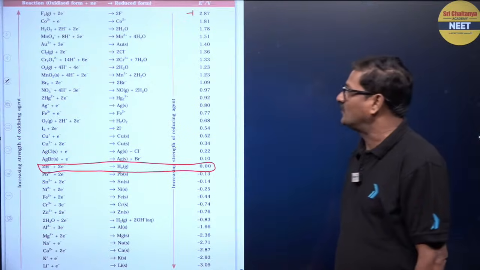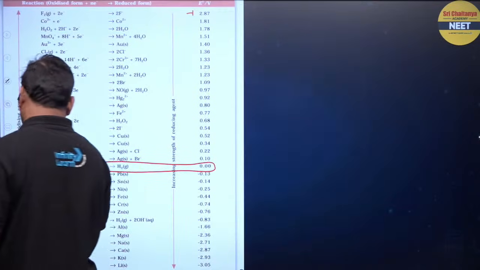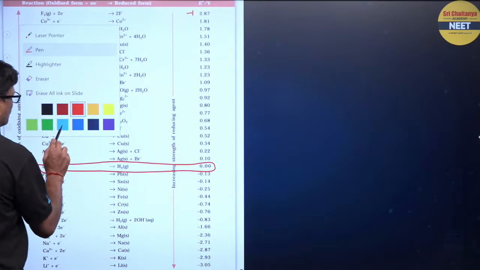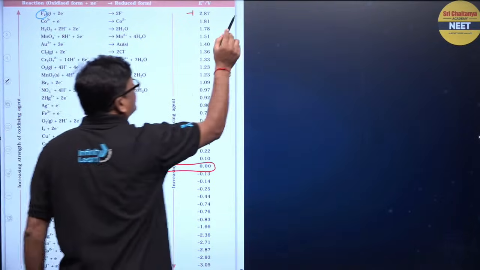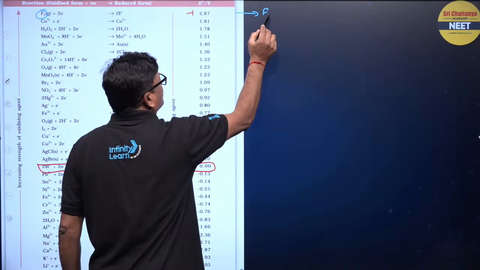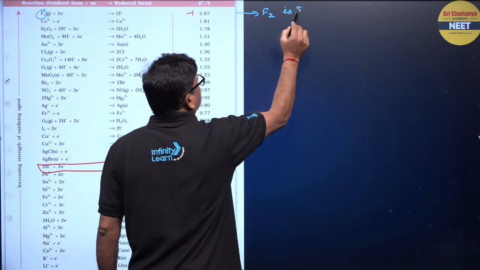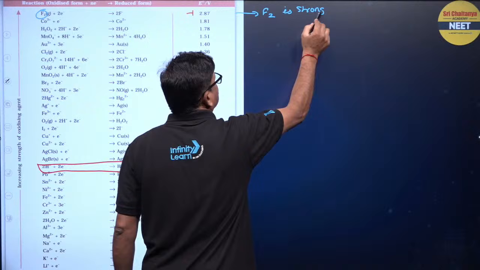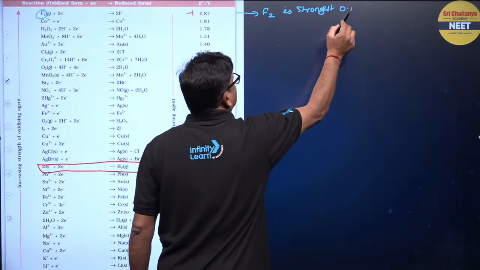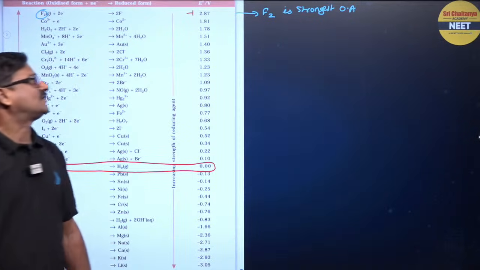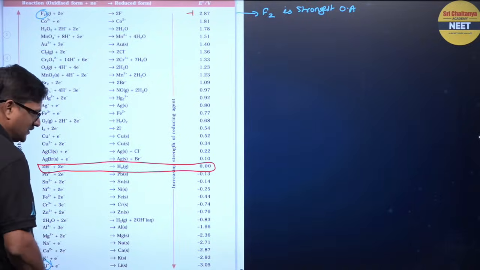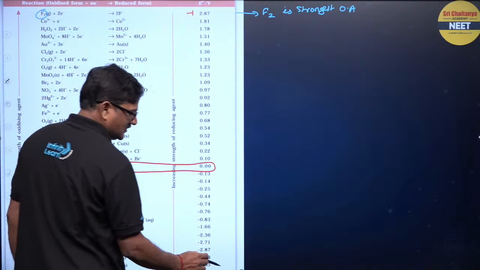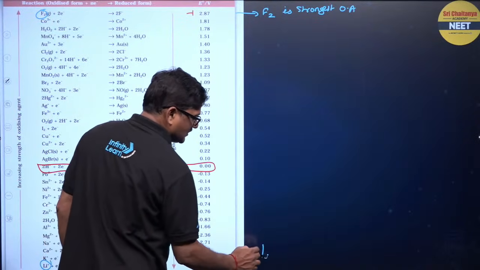So I mean to say fluorine is the strongest oxidizing agent. Fluorine is the strongest oxidizing agent. So here it is fluorine. Then you see lithium, which is going to be the strongest reducing agent.